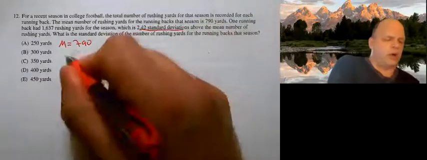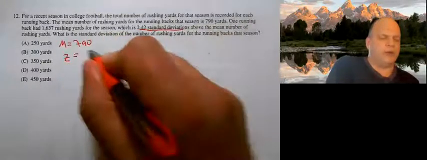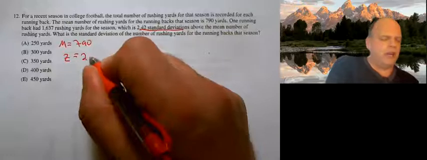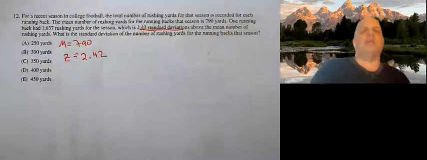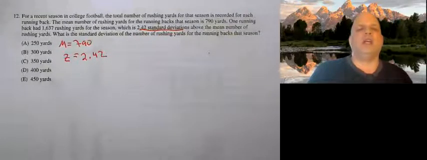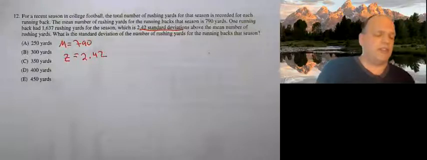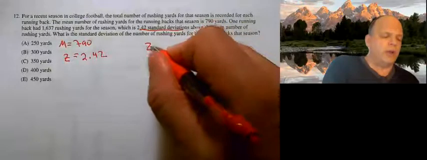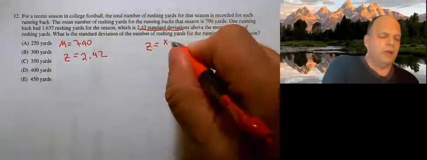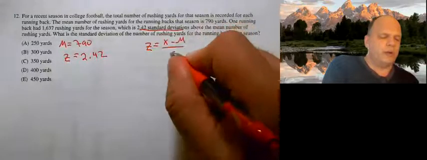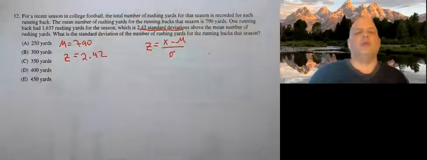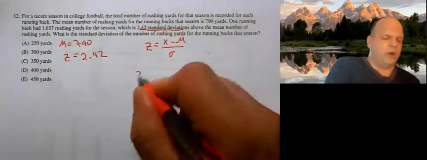This is a z-score. Now, I have no idea whether it's normal or not, so I can't do anything with normality, but we can apply a z-score to any distribution. So what is the standard deviation of the number of rushing yards for the running backs that season? Well, regardless of whether or not we can use the empirical rule, this is always true. So we know Z is 2.42.